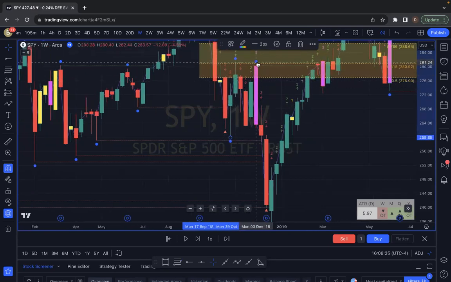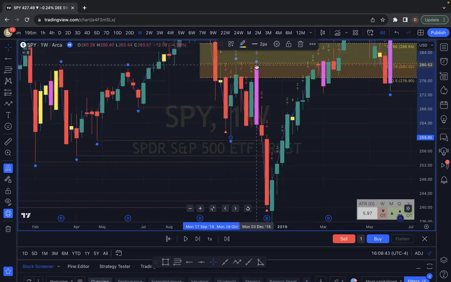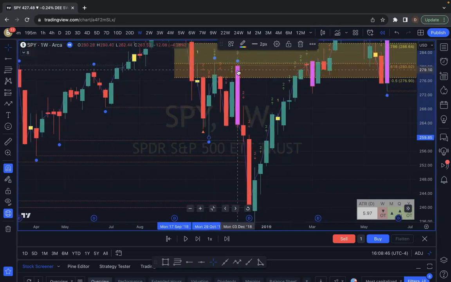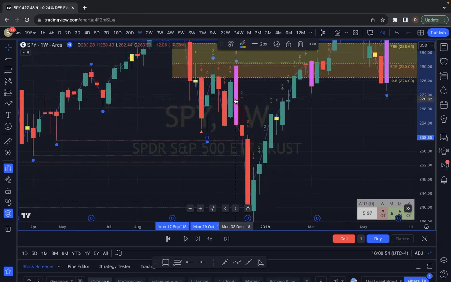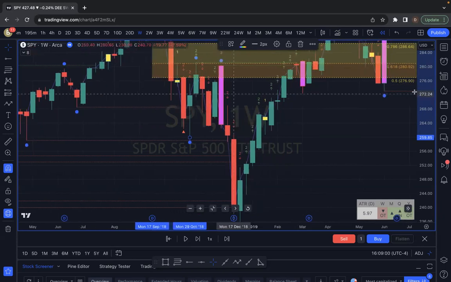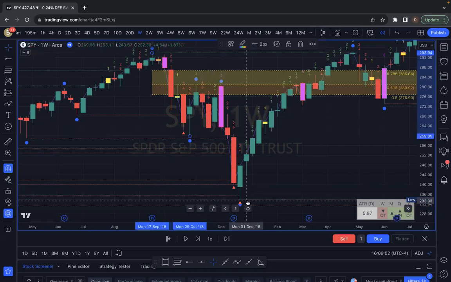Then we came back and tested the 618 a second time. We tested it one time right here, a second time, and then a third time with a lot of selling momentum. That is a high probability trade because we tested it three times. We have a lot of selling pressure right here. That's high probability, so on a smaller time frame, you can find an entry. And as you can see, we continued to sell off.